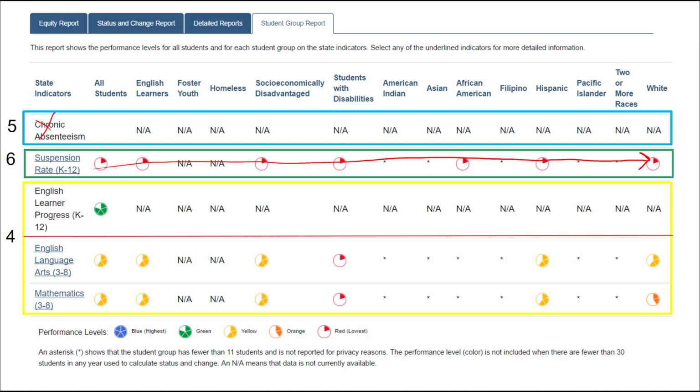So now we look at the academic indicators. This is green, so this is good. That's really good. But what's going to launch this district into technical assistance is right here, because you have a pair of reds on English and math.